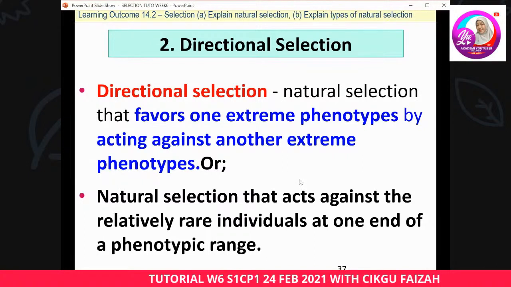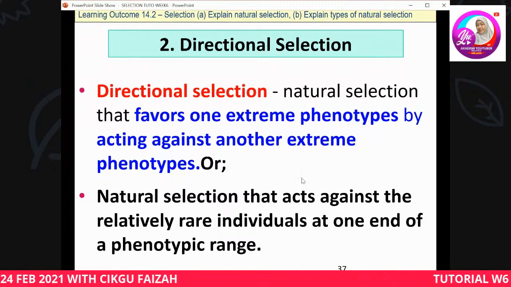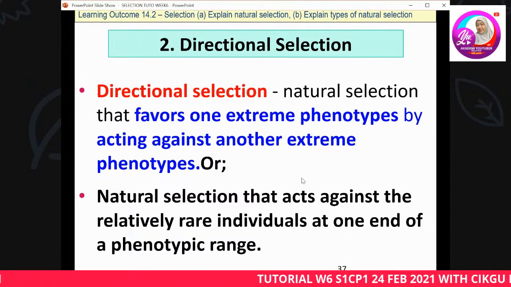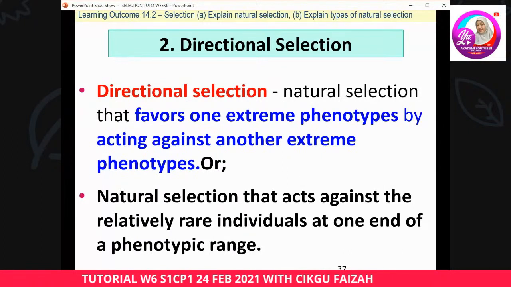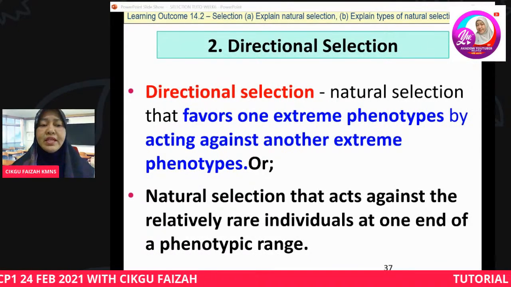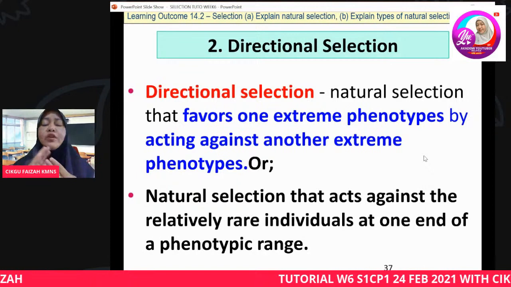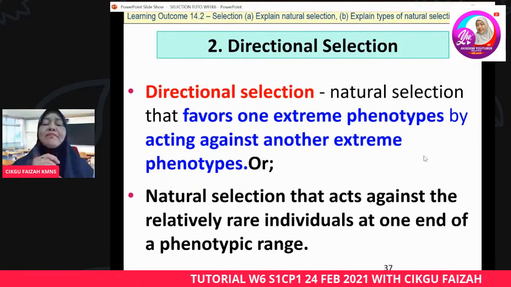Okay, so directional selection is actually natural selection that favors one extreme phenotype and goes against another extreme phenotype. For this type of selection, it involves only 2 phenotypes, both extreme. Let me repeat, class: this second type of selection involves 2 phenotypes, 2 extreme phenotypes.